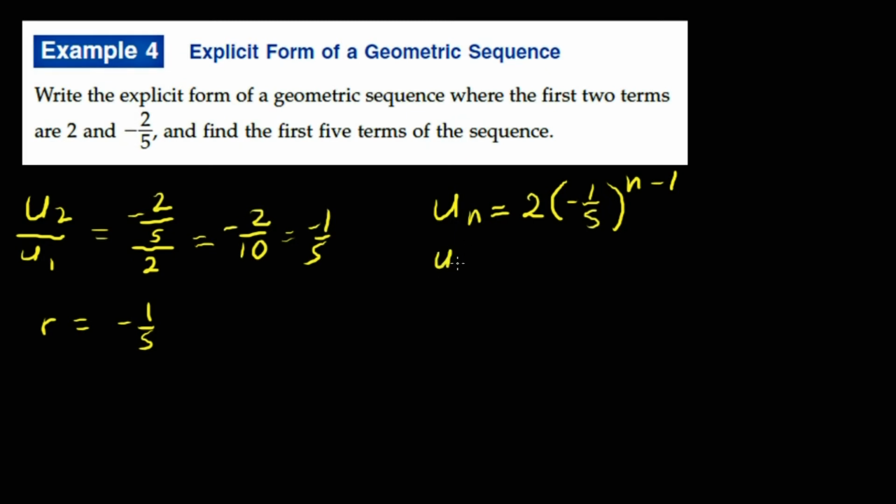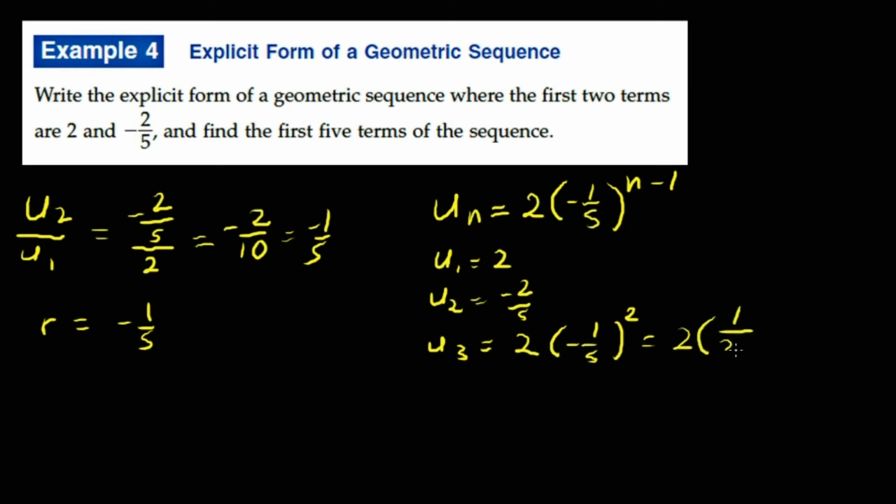Well, next we're going to write the first 5 terms of our sequence, and we already know that u sub 1 is equal to 2, and u sub 2 is equal to negative 2/5. Well, u sub 3, that's equal to 2 times negative 1/5 raised to the 3 minus 1 power, or squared. So that gives us 2 times negative 1/5 squared. Well, negative 1/5 squared is 1 over 25. That gives us positive 2/25.